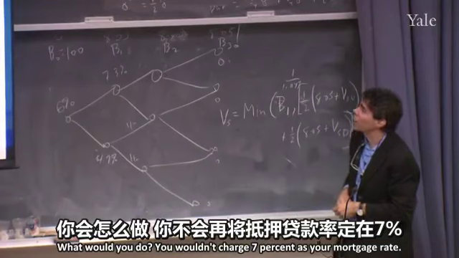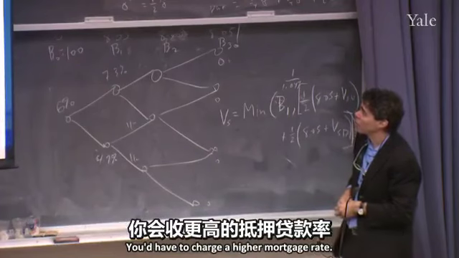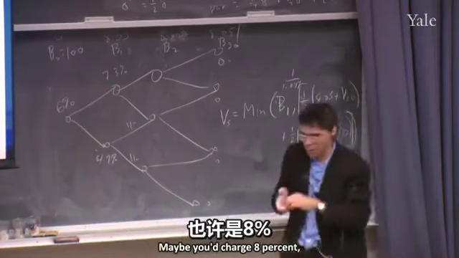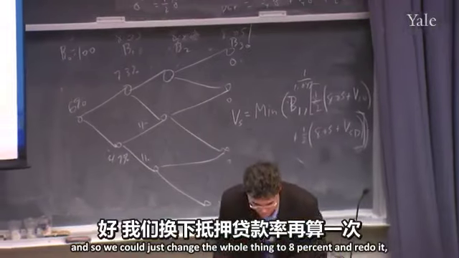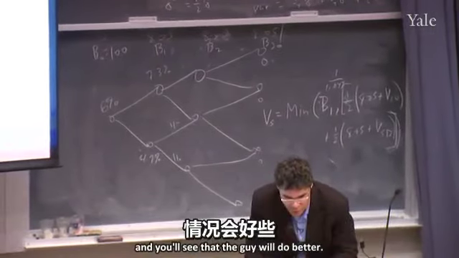You wouldn't charge 7% as your mortgage rate. You'd have to charge a higher mortgage rate. Maybe you'd charge 8%. Okay? And so we could just change the whole thing to 8% and redo it. And you see that the guy will do better.